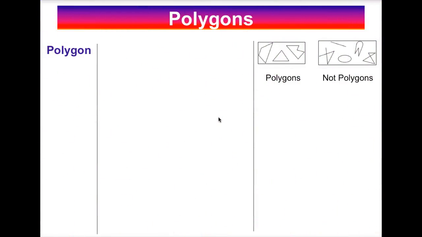Welcome to Polygons. In this lesson, we will examine different characteristics of polygons, what is a polygon, what isn't a polygon, as well as work on naming polygons. So let's first look at what exactly is a polygon. If you look over here, you'll see here's some examples of polygons. Here's some examples of not polygons. What do you notice to be the difference between the two?